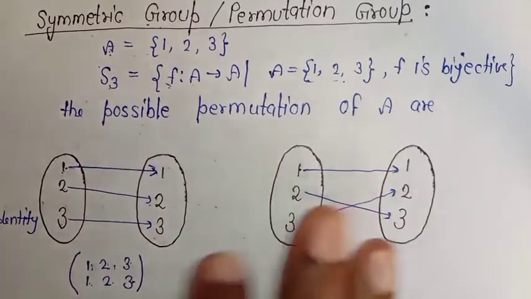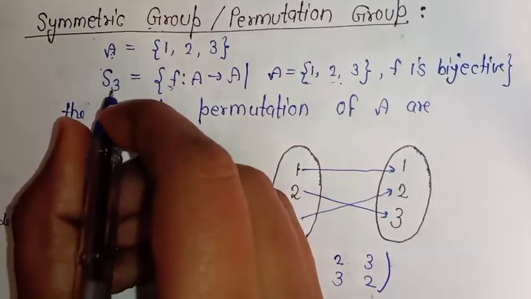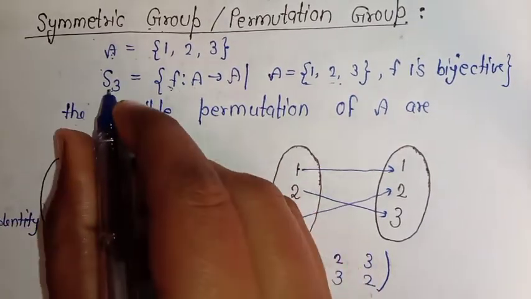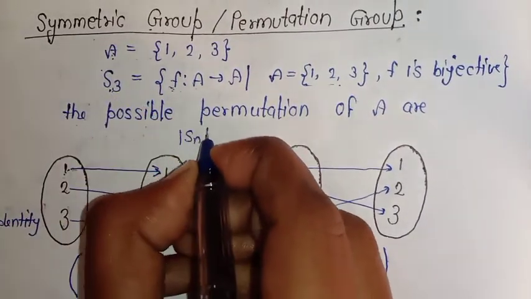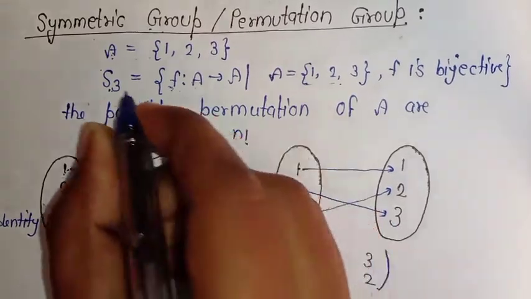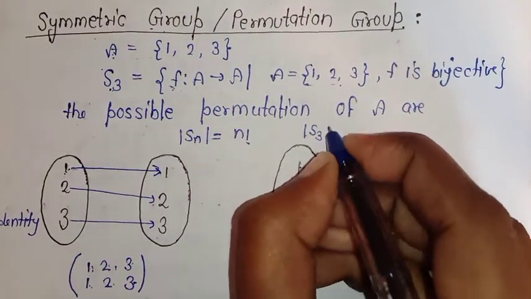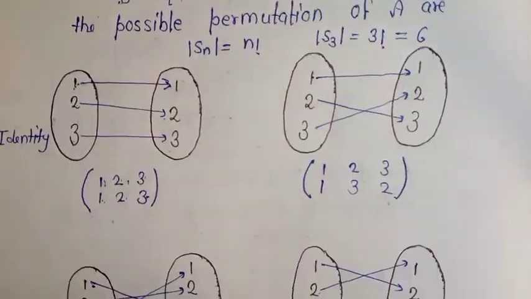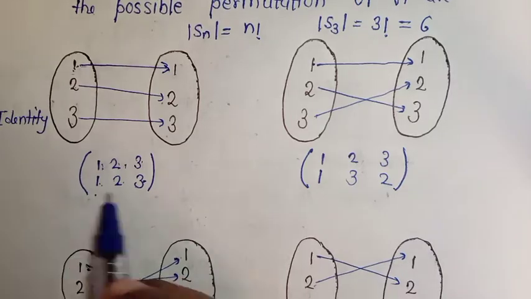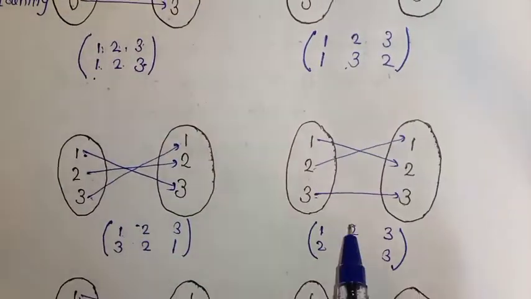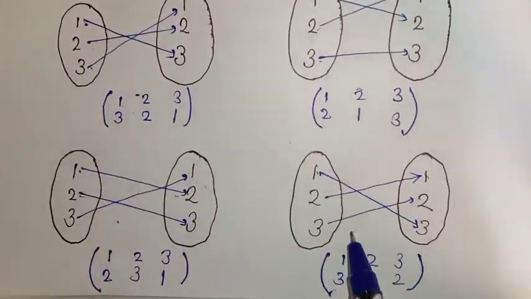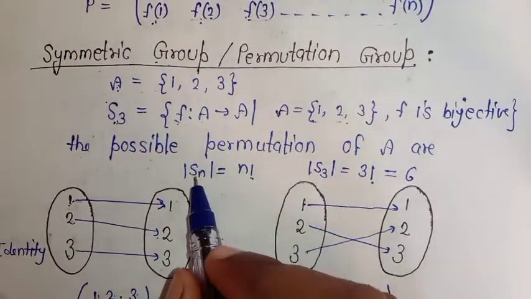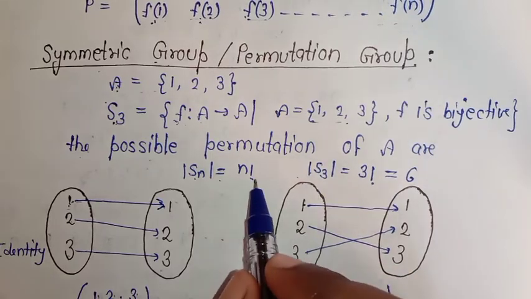And always remember that for any set Sn, where n is the number here, the number of possible permutations in Sn is equal to n factorial. So if this is S3, then the order of S3 is equal to 3 factorial, and if we solve it, we get 6. So we can count here only 6 permutations are present. The first one, second one, third one, fourth one, fifth one, and sixth one. In this way, we can understand that the number of possible permutations in Sn is equal to n factorial.